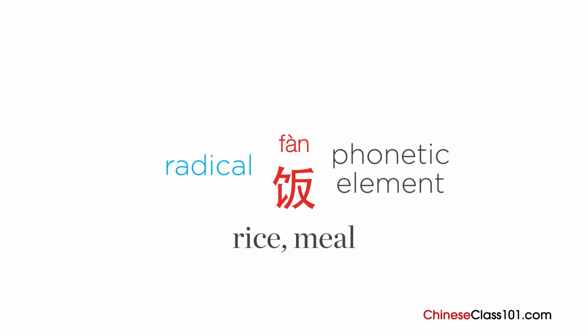The radical often suggests the meaning of a character. The phonetic part indicates the original pronunciation, which may or may not be the modern pronunciation. For example, let's look at the character fan, rice or meal. Its radical is, which indicates that this word is related to food or eating. The second part, fan, is a phonetic element. It suggests that its pronunciation is close to the pronunciation of the character fan, meaning opposite.